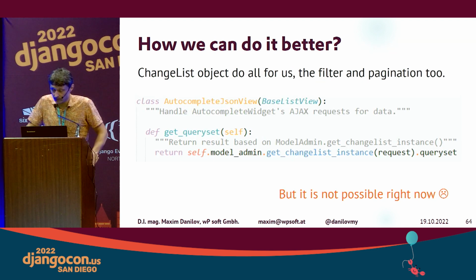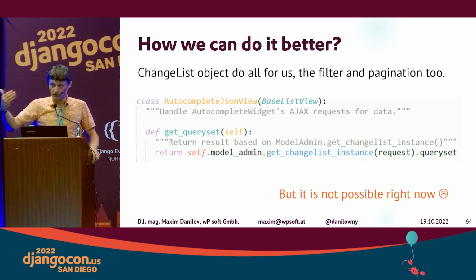How can we do it better? Right now, it is not possible in Django. But you can ask how we do it in our project. Autocomplete JSON view has a getQuerySet method, and this method contains many lines of code. You can check it. But the developer who created this code probably forgot about the changelist instance, which does the same. I can only ask, probably you cannot check this code already exists.